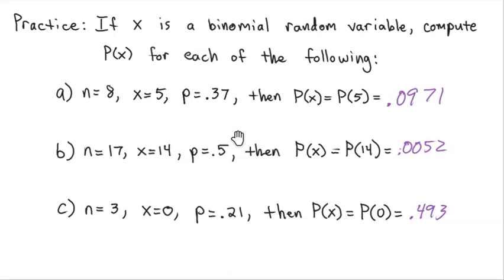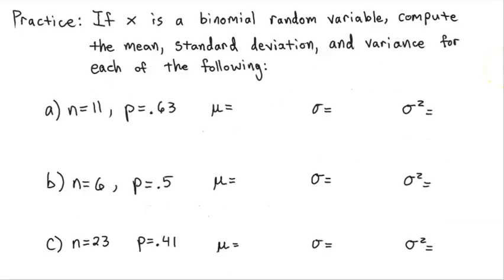Now we're going to try some other questions. Now we're going to calculate some means and standard deviations and variances from binomial random variables. So if x is a binomial random variable, compute the mean, standard deviation, and variance for each of the following. If n is 11 and p, the probability of success, is 0.63. Now I want to remind you that in order to calculate the variance, we're also going to need q, and q is 1 minus p. So 1 minus 0.63 is 0.37.